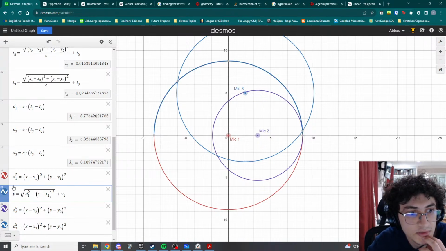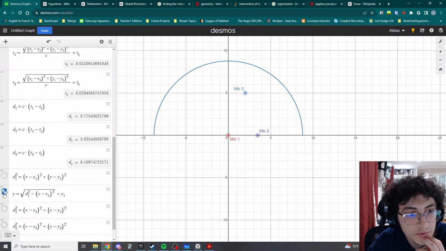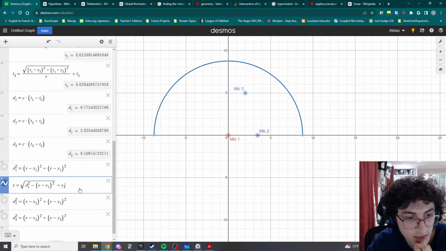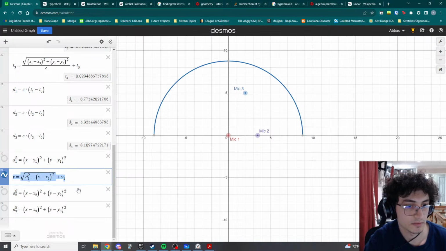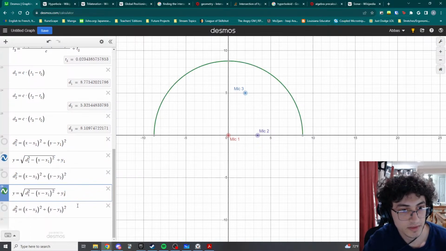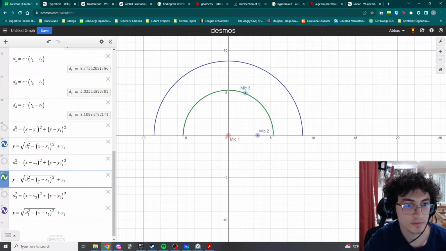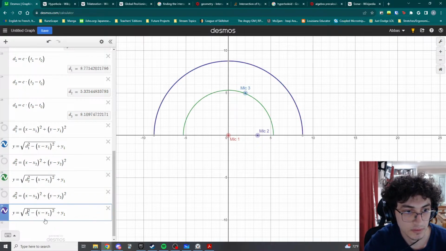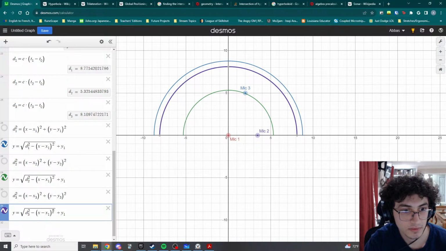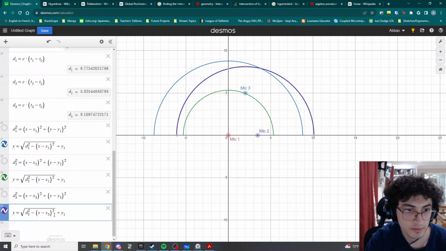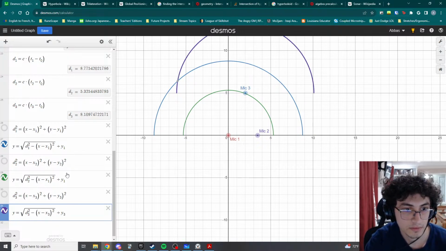If I do this, all right, I'm going to solve this, and at the same time I'm going to solve for this, and at the same time I'm going to solve for this. This one's going to be d2, d3, x3, y3.